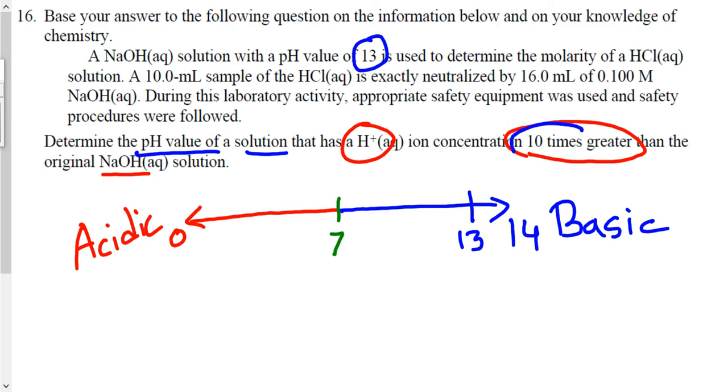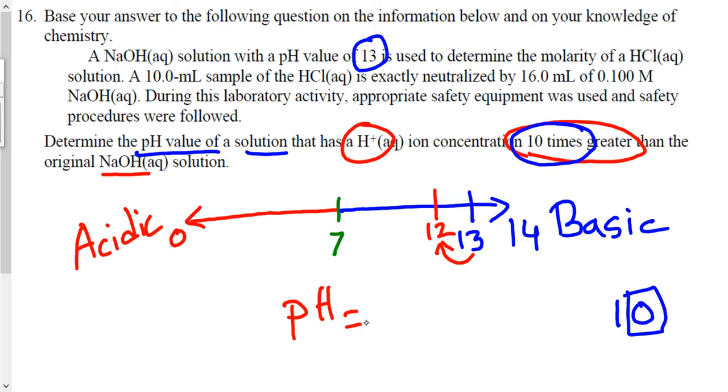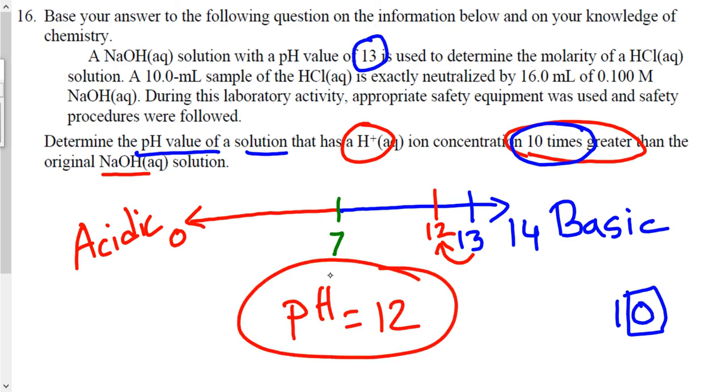But I have to focus on this number right here. If it says 10 times, I have to remember that in the number 10, after 1, you have only one 0. That means you're moving only 1 pH unit. So the solution that will have 10 times more acidic ion concentration than pH 13 would be pH 12. So the answer is going to be pH 12.